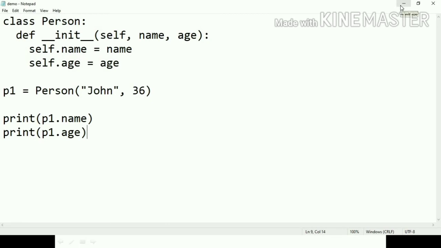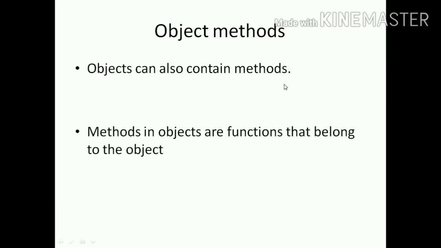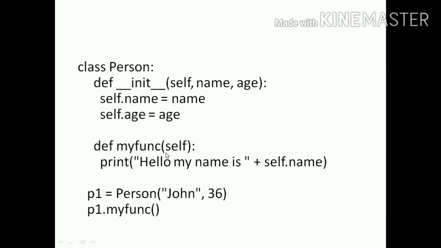Now you can have properties, but you can also have methods inside the class. Methods in objects are functions that belong to that object. Here I have taken a simple method, def myfunc, and I've passed the self argument, that is the current instance of that class. It will print self.name, that is the name of the current instance of that class. It will take the current instance of that class and print that name for you.